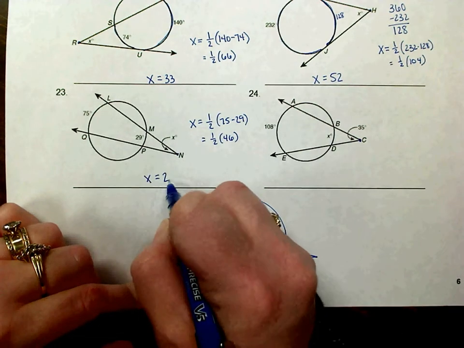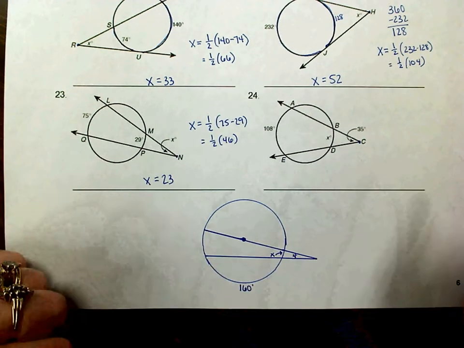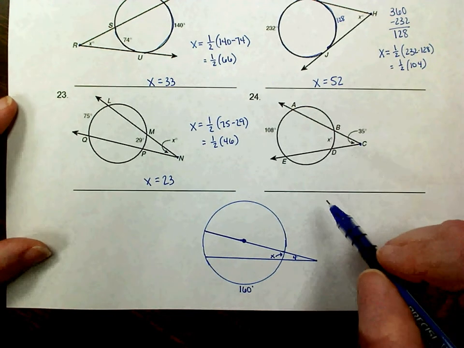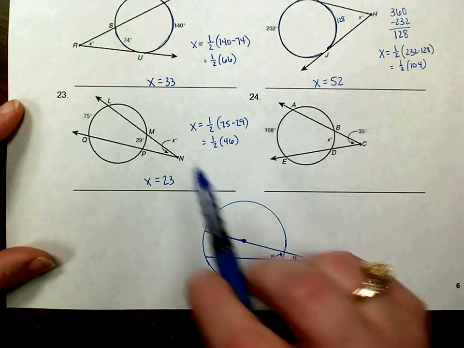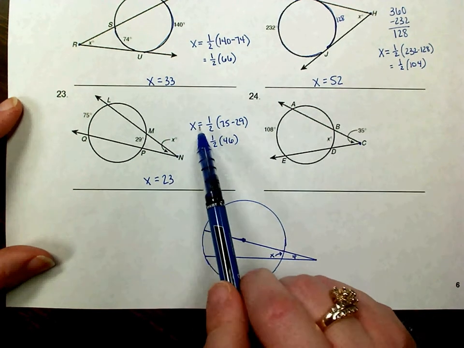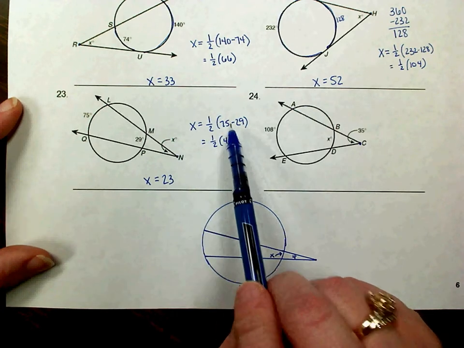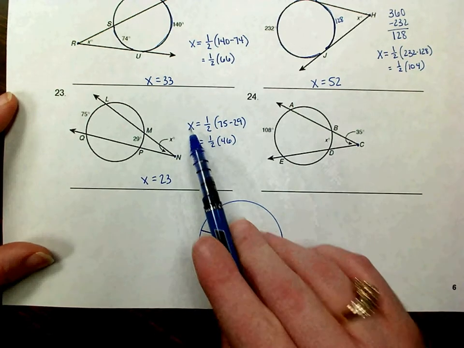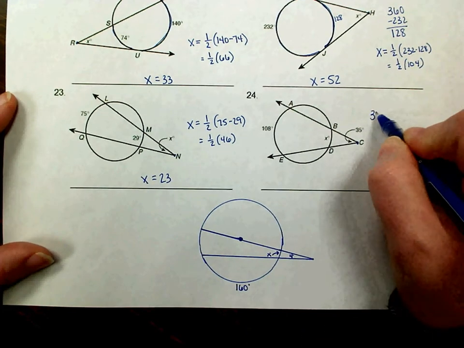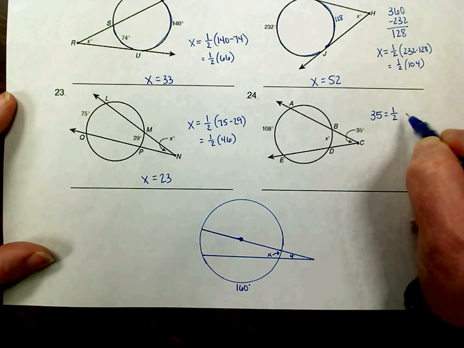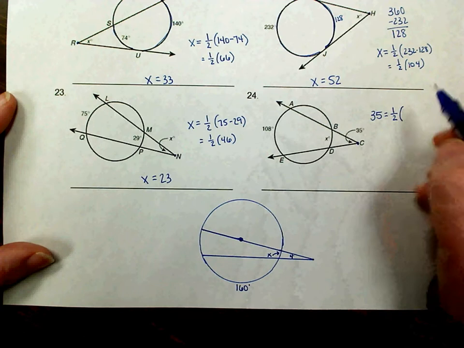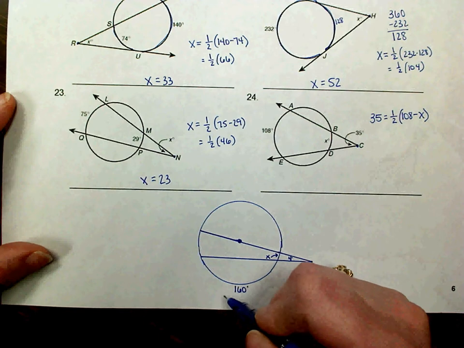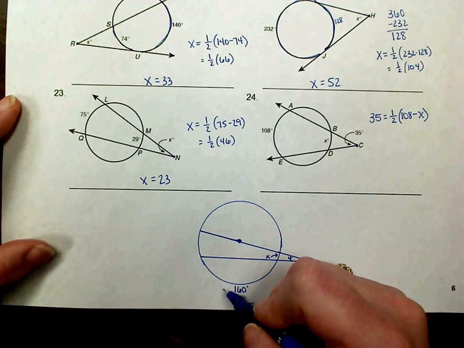So x is 23. Number 24, you're given the angle this time, and one of your arcs is the missing value you're looking for. So when you're setting up your equation, it's always angle is equal to half of the large arc minus the small arc. So you're going to set up your equation exactly the same way here, except this time you're given the angle. So your angle is equal to 1/2 of the larger arc, which is 108, minus the smaller arc, which is x. So that's one way of setting up your equation.